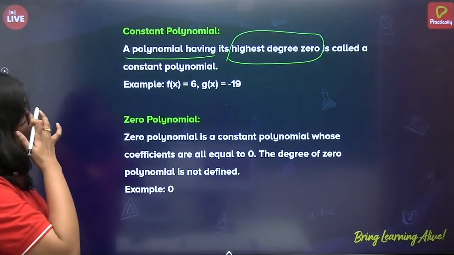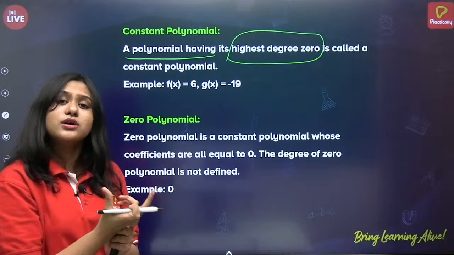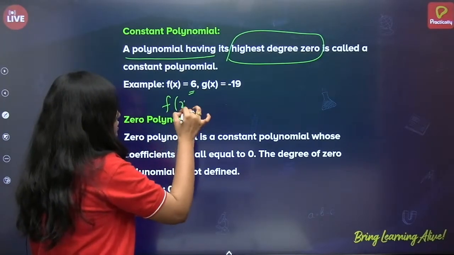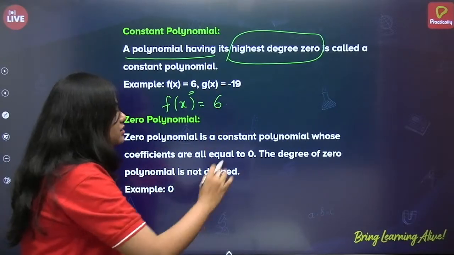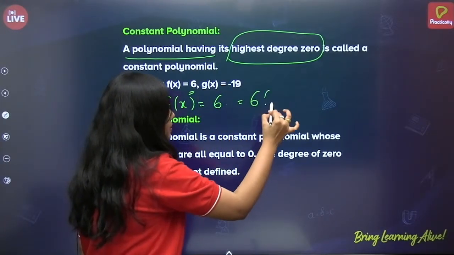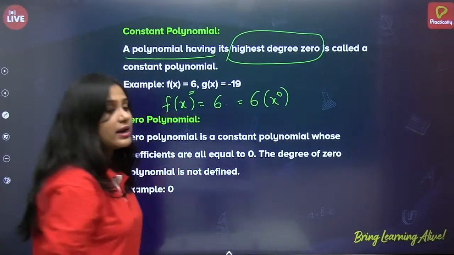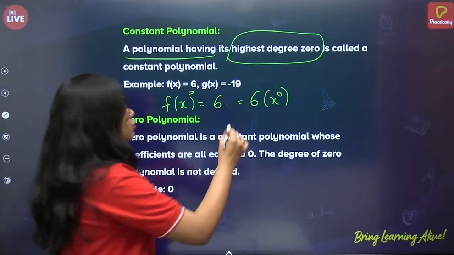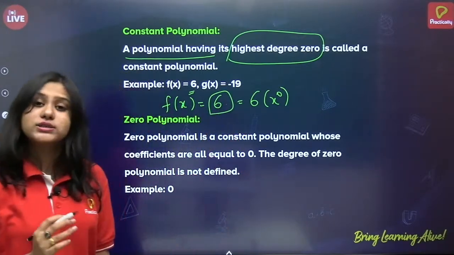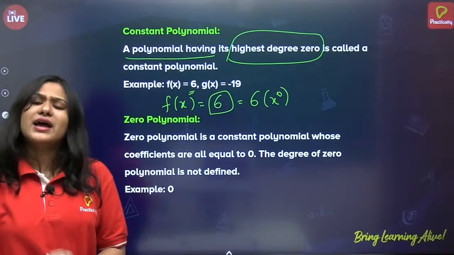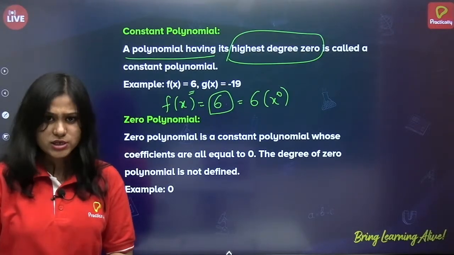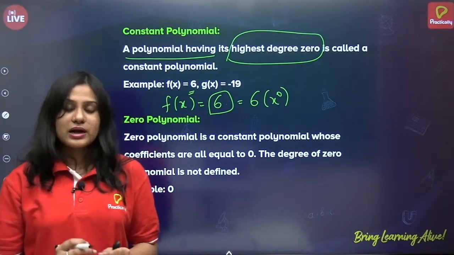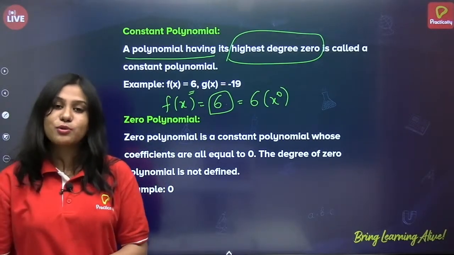Next. The name itself says it, right? It's a constant. There is only a constant. So, if f of x is equal to 6, can I write 6 as 6 into x power 0? Of course, I can, because x power 0 is equal to 1. So, 6 is an example of a constant polynomial. So, can I say that all numbers are constant polynomials? Are all numbers constant polynomials?